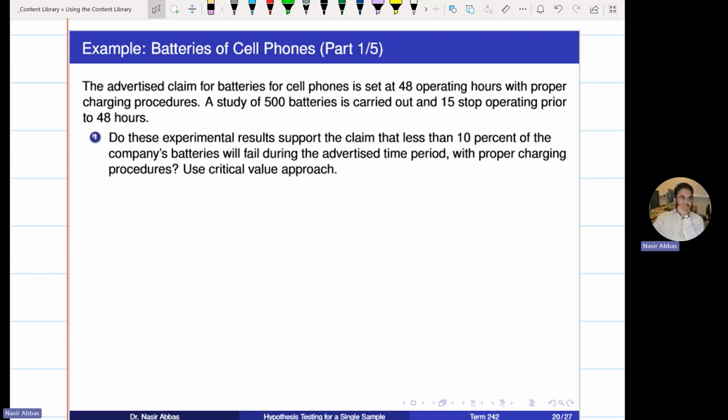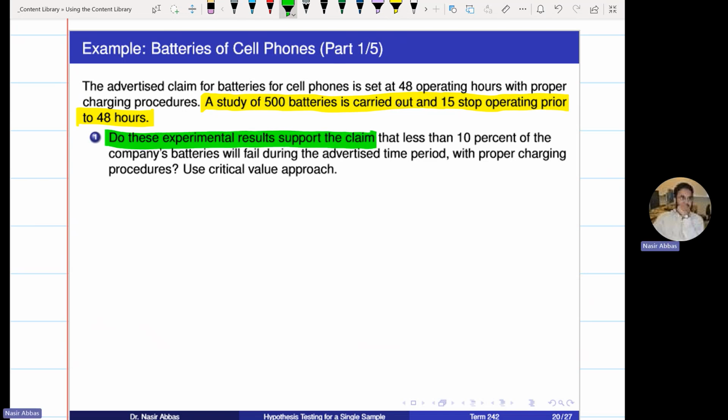The only trick here is to identify if the question is about mean or proportion. Look at the question. The advertised claim for the batteries of cell phones is set at 48 hours. So the company is claiming that our batteries last for 48 hours. You can run the phone for 2 days without recharging it. They did a study. They took a sample of how many phones? 500, and they observed that 15 of them stopped, the battery got drained before 48 hours. Then they ask you a question. What is the question? Do these experimental results support the claim?